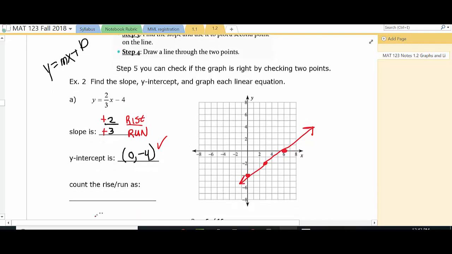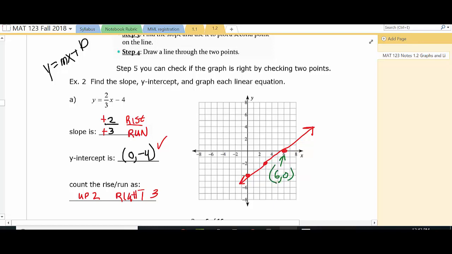So what you're really doing is you're counting that rise. You're doing up 2, and then you're doing right 3 like that. Okay, the negative and positive in the slope tell you which direction to go. Okay, now I want to show you this. Students hardly ever learn this, but they need to. I'm going to pick a point. It doesn't matter what point I pick. I'm going to pick that point 6, 0, right?